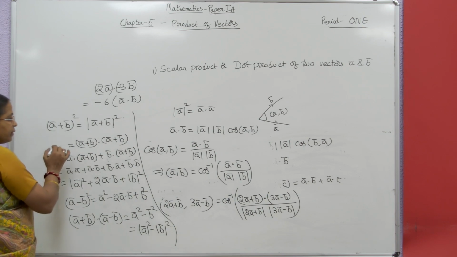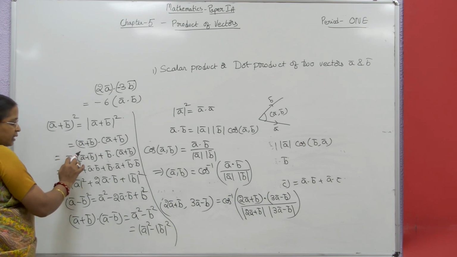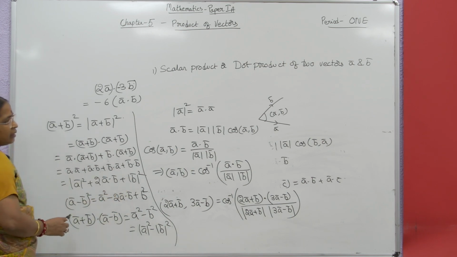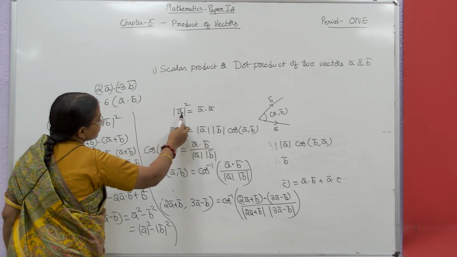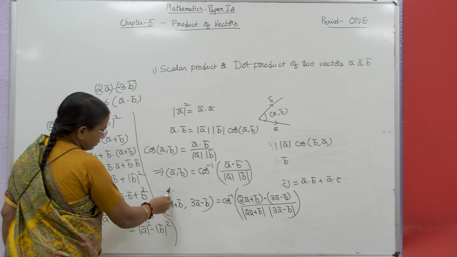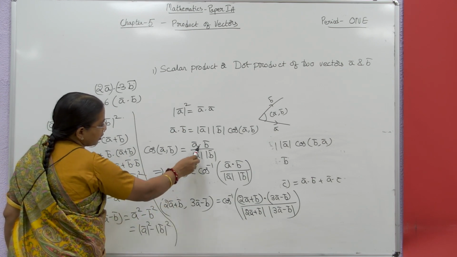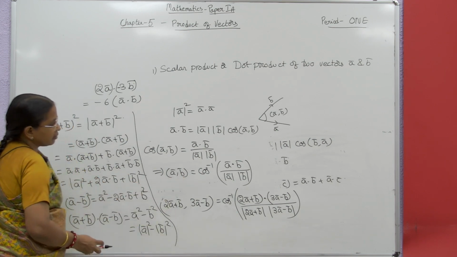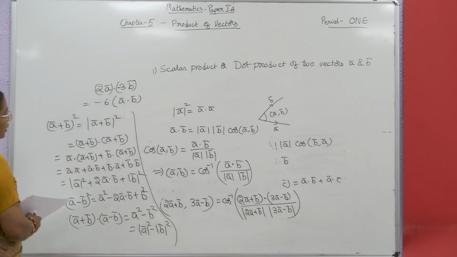First try to understand. So (A plus B) whole square is (A plus B) dot (A plus B). So it is A square plus 2 A dot B plus B square, like that. So A dot A means mod A square. Cos of angle between the vectors is A dot B by mod A mod B. So angle between the vectors A and B is cos inverse of A dot B by mod A mod B.